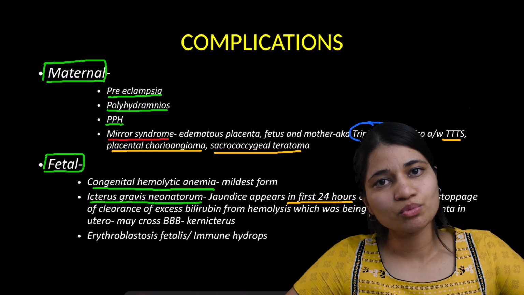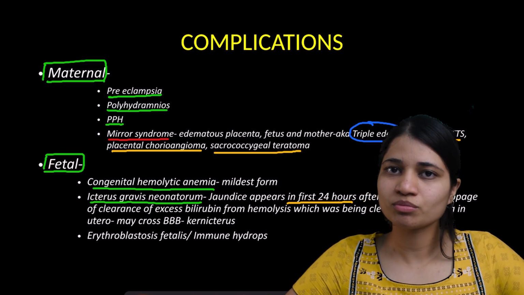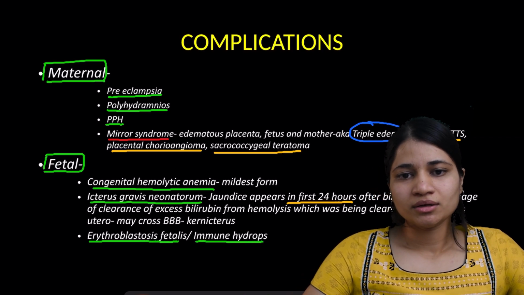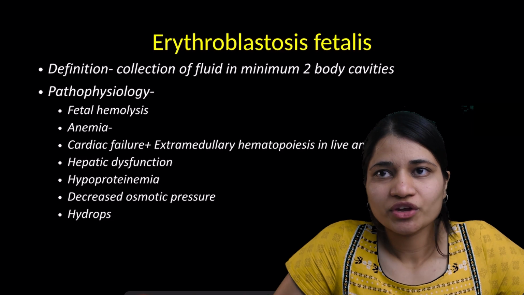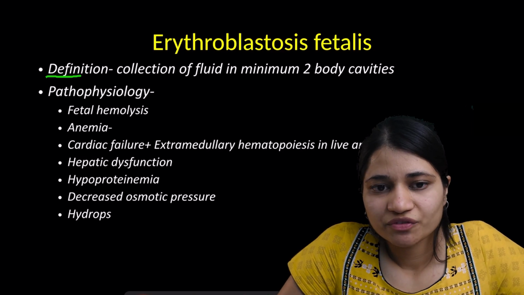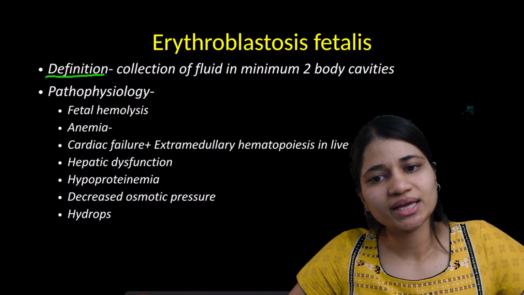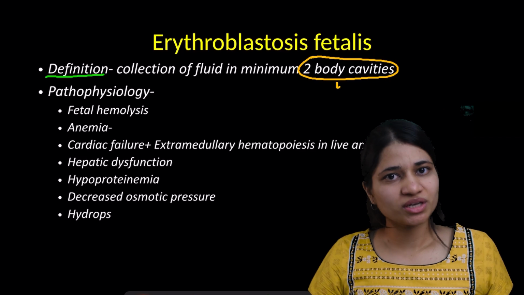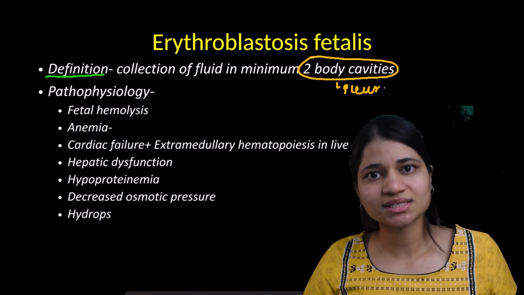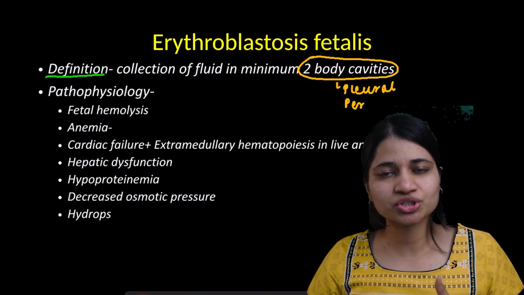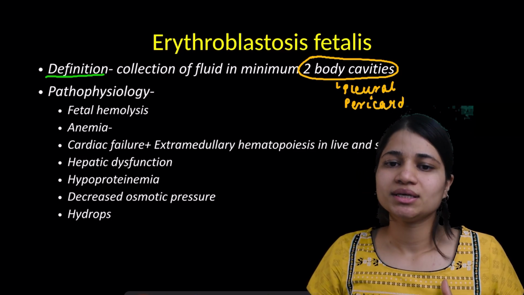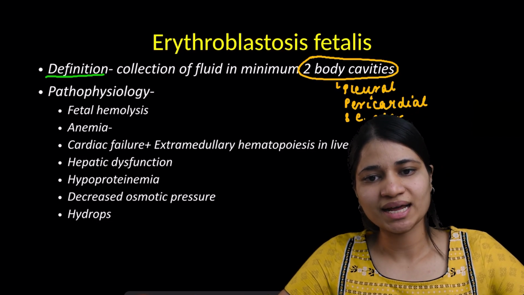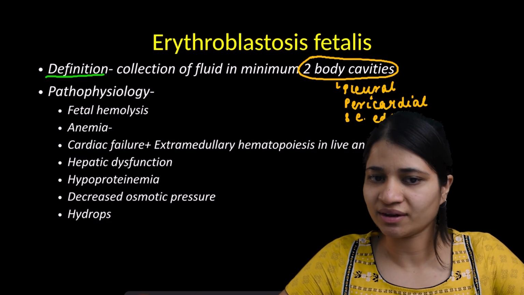Now thirdly is the most severe form, which is known as erythroblastosis fetalis, also known as immune hydrops. So what is the definition of immune hydrops? The definition of hydrops is collection of fluid in minimum 2 body cavities. So collection of fluid can be in the form of pleural effusion. We can have hydrothorax, we can have pericardial effusion, we can have subcutaneous edema. Okay, so in all these forms, erythroblastosis fetalis is defined as collection of fluid in minimum 2 body cavities.